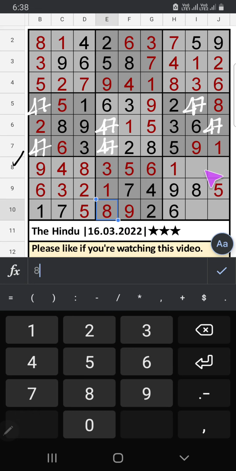Eighth row, 2 numbers are remaining, 2 and 7. Column J, we have 2. So 2 can't come in this cell. 2 is confirmed here. Then 7 is here. Since 7 is here, 7 can't come in this cell. 7 is confirmed here. Then 4 is here.